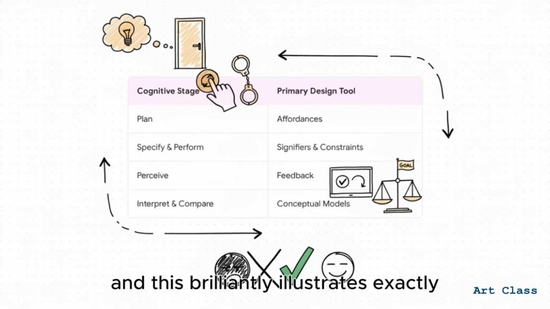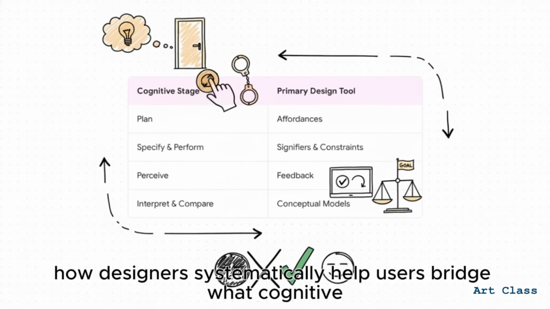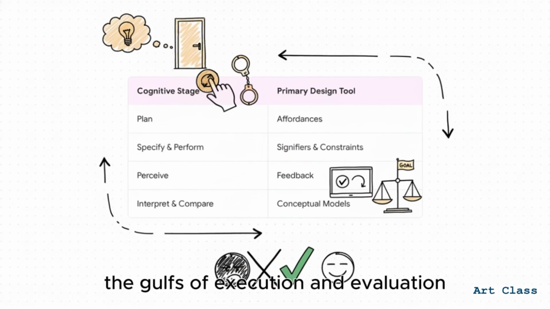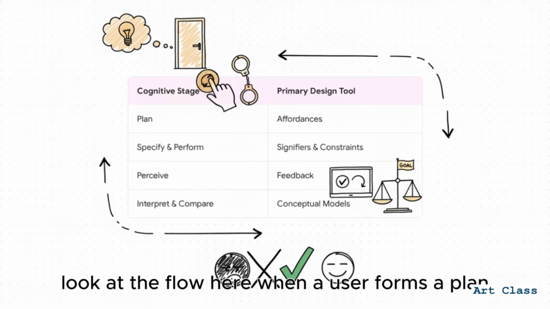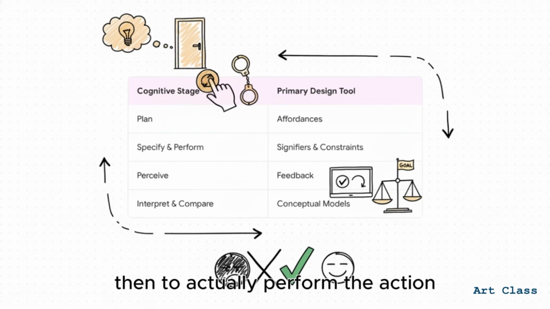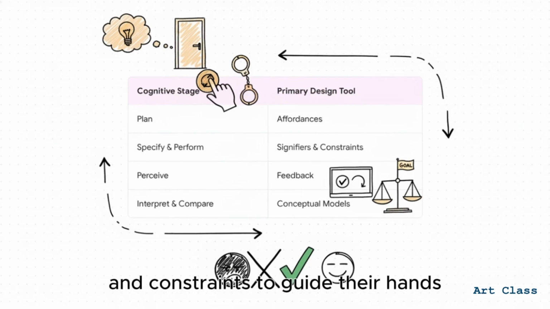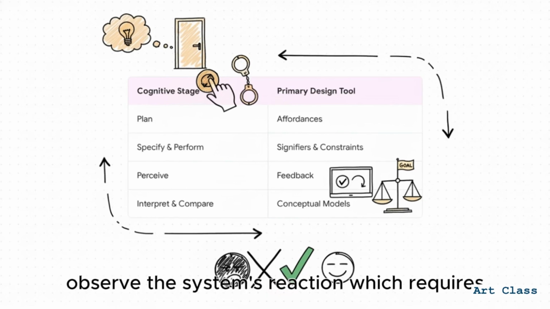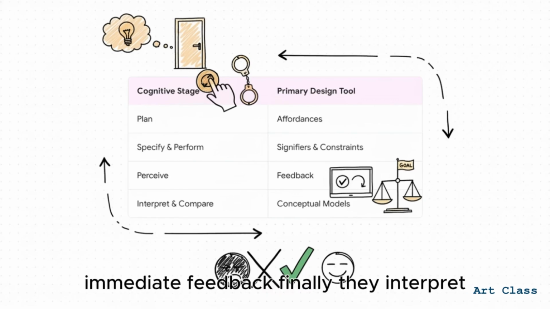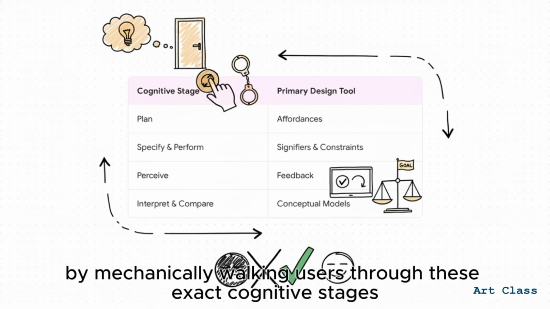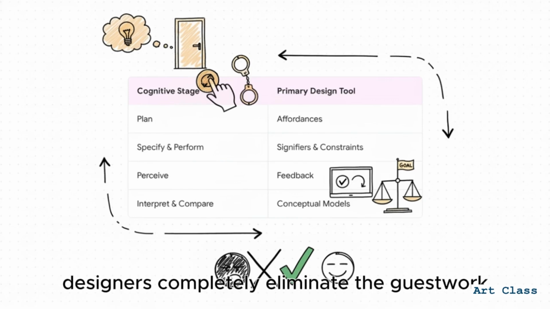And this brilliantly illustrates exactly how designers systematically help users bridge what cognitive psychologists call the gulfs of execution and evaluation. Look at the flow here. When a user forms a plan, they're relying on affordances just to know an option even exists. Then, to actually perform the action, they need signifiers and constraints to guide their hands. After they take action, the perceive stage, they need to observe the system's reaction, which requires immediate feedback. Finally, they interpret and compare to see if they actually achieved their goal. By mechanically walking users through these exact cognitive stages, designers completely eliminate the guesswork.